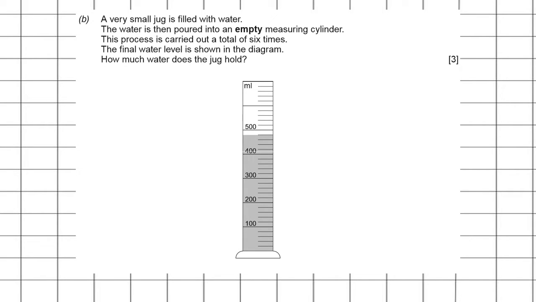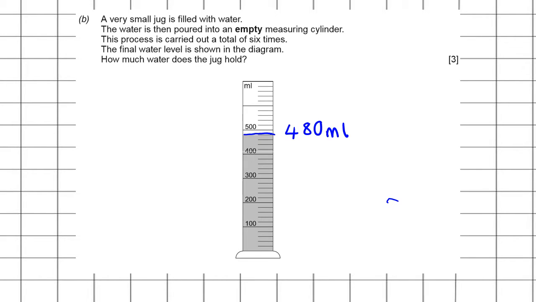A very small jug is filled with water. The water is then poured into an empty measuring cylinder, and this process is carried out a total of 6 times. The final water level is shown in the diagram. How much water does this jug hold? Okay, so the line's up to there, so therefore that's 480 milliliters.